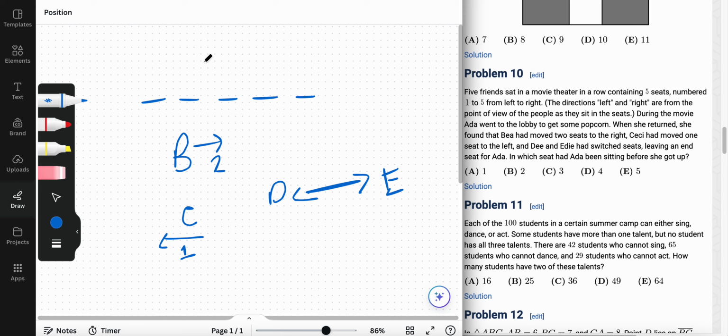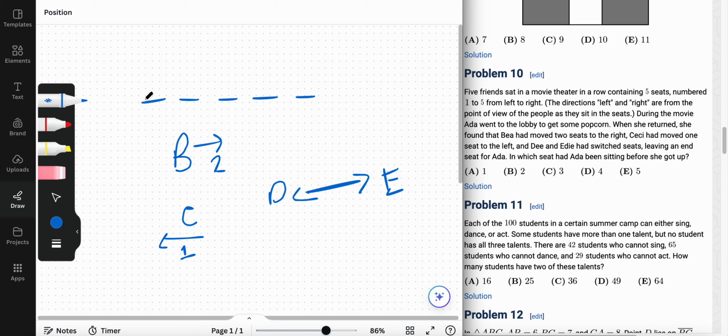Okay, so let's do some trial and error. If Ada was sitting here, and C was here, let's just abbreviate all these. Bia will just say B, C we can just say C, D we can just say D, and Eddie we can just say E. Okay, so let's try this first: A C E B D. Initially, let's say it's this, right? So B moved. Oh wait, it can't be that. I don't think it can be that.